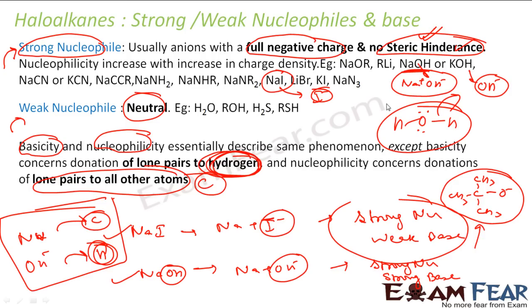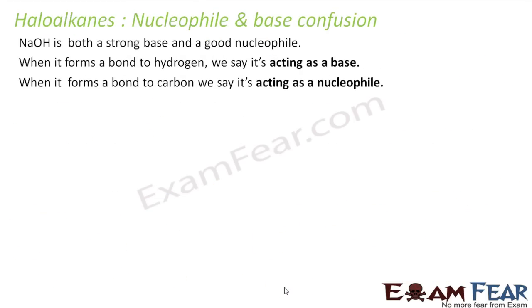But generally, if it has a negative charge and no steric hindrance, it has to be a strong nucleophile. Correct? So for example, I⁻ is a strong nucleophile because of the negative charge, but it is a weak base. OH⁻ is again a strong nucleophile because of the negative charge, and it is a strong base also. Correct? For example, I told you NaOH is a strong base and a good nucleophile.